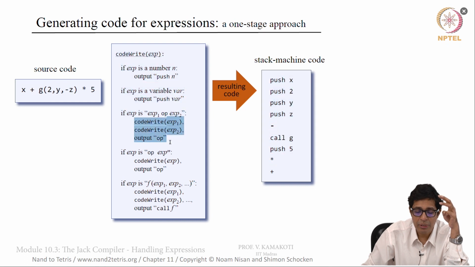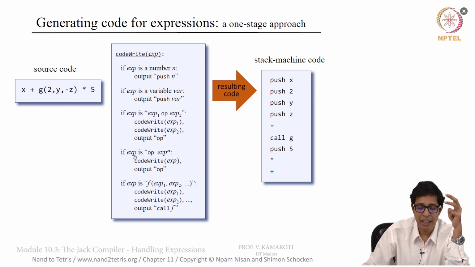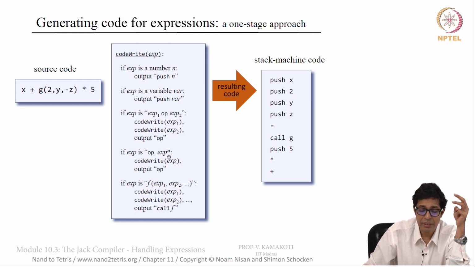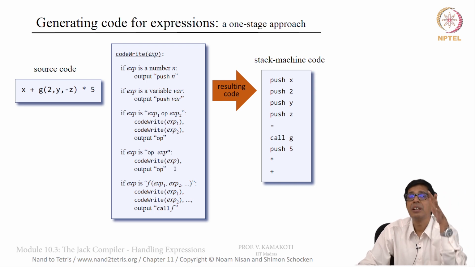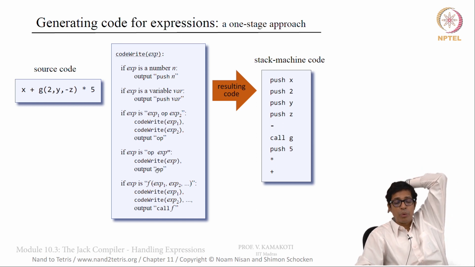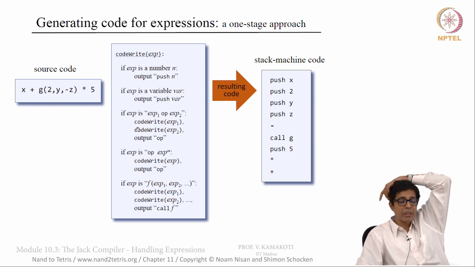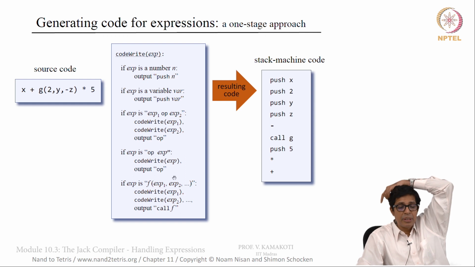So this basically takes care of your postfix notation. And if the expression is of the form op exp, then code write exp and then output op. So code write exp will make the answer of that expression on the top of the stack, and if I say op, whatever unary operation will happen on the top.